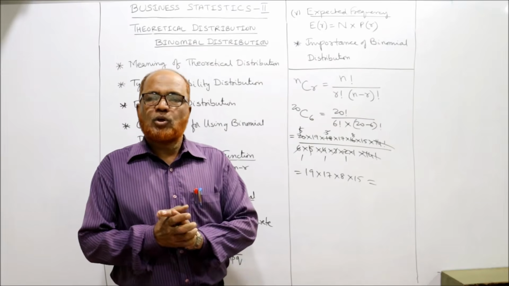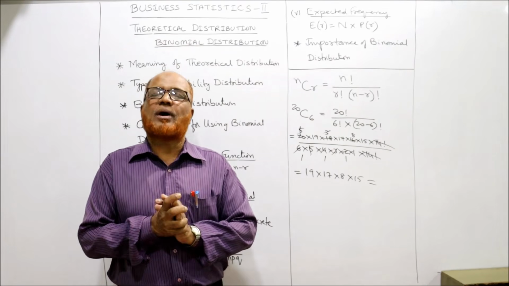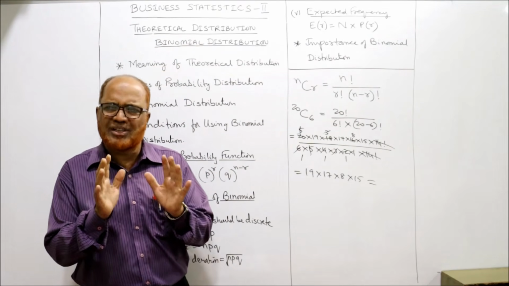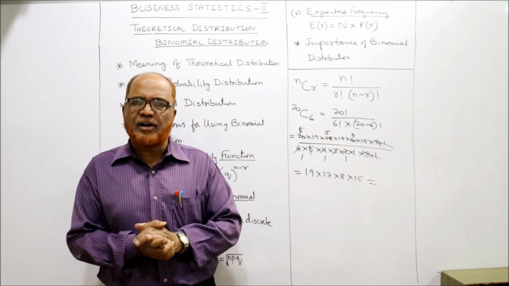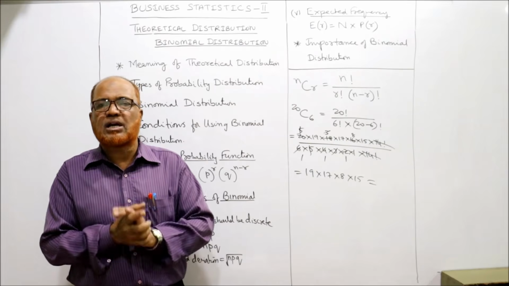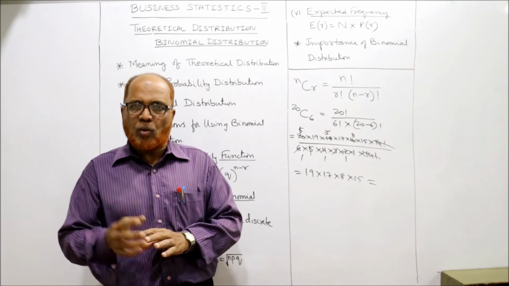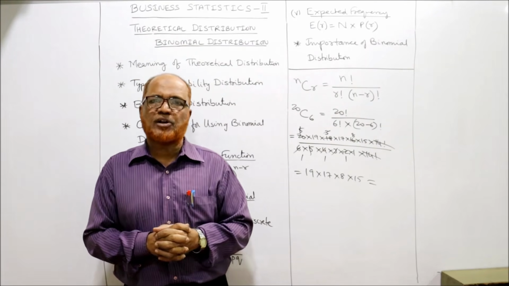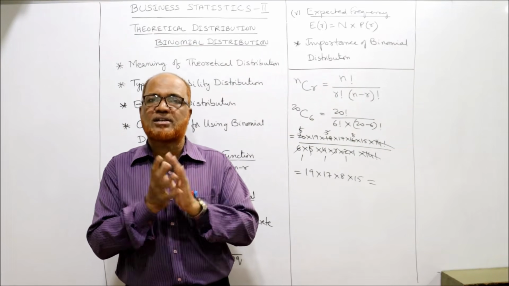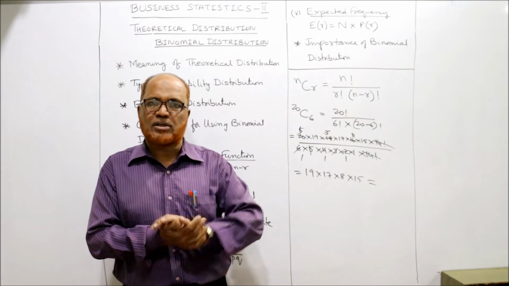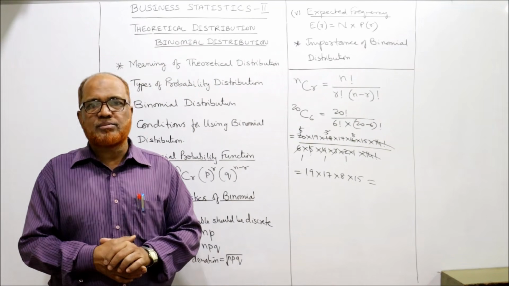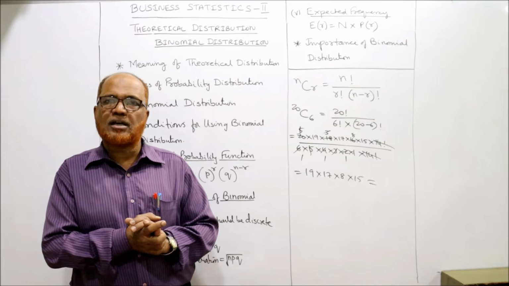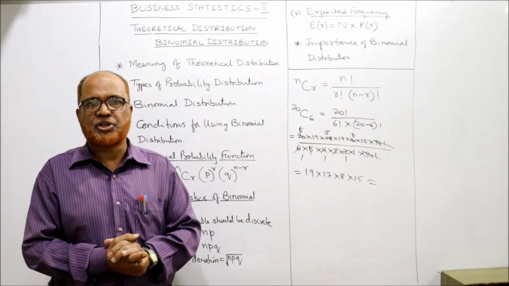Hope you got the basic information about theoretical distribution. In this video, this much is enough. What is theoretical distribution? What is binomial distribution? What are the conditions required for applying binomial distribution? What is the formula for binomial distribution? Characteristic features of binomial distribution and importance. These are the things we have studied. Now we'll apply this technique in the problems in the next video, inshallah.